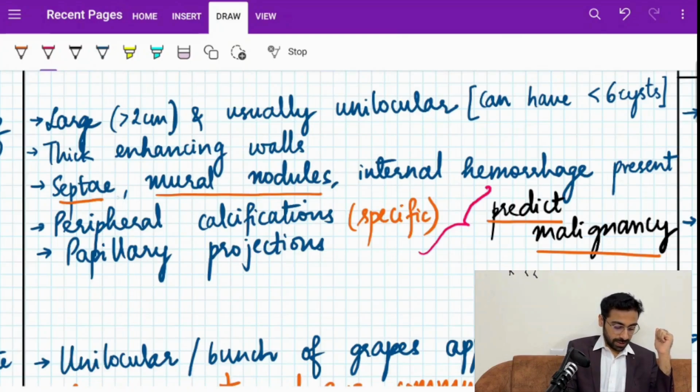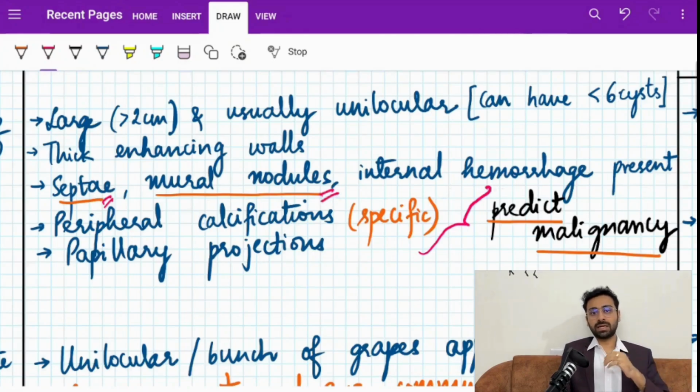The septae that show enhancement, mural nodules which are enhancing, internal hemorrhage, peripheral calcification, and papillary projections that enhance. These are the features that predict malignancy. The peripheral calcification is quite specific to mucinous cystic neoplasm.